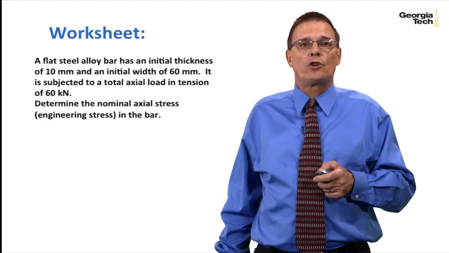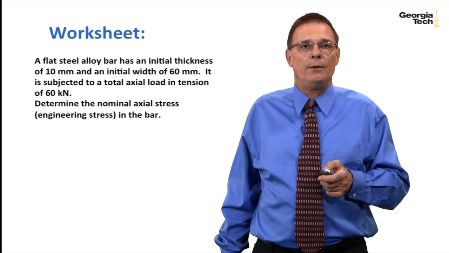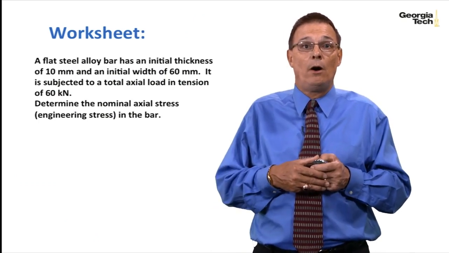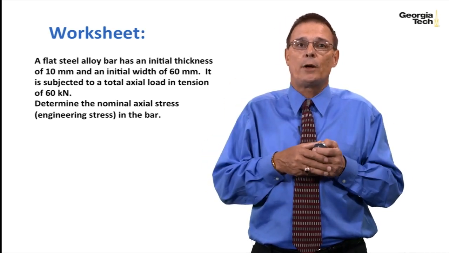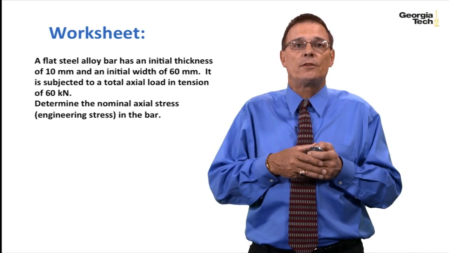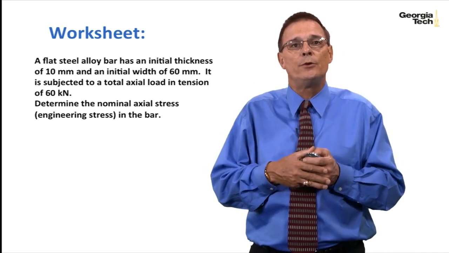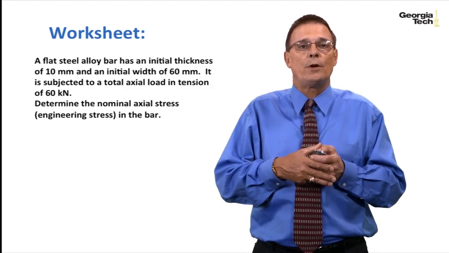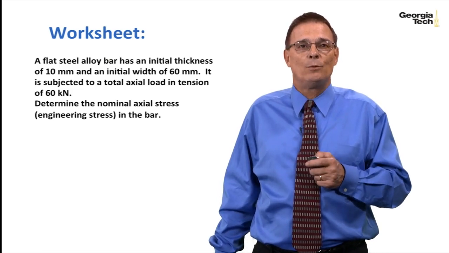And so let's do a worksheet. I'll let you do the worksheet on your own. I've put the solution in the module handouts, but we've got a flat alloy bar. It's got a thickness of 10 millimeters and a width of 60 millimeters, so it's a rectangular cross-section. We subject it to a tensile load of 60 kilonewtons, and I want you to find the nominal or engineering axial stress in the bar. And once you've done that, you can check your solution, and we'll see you next time.